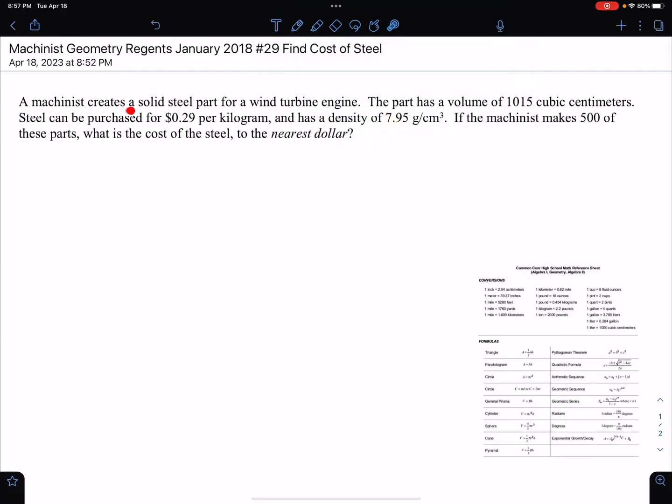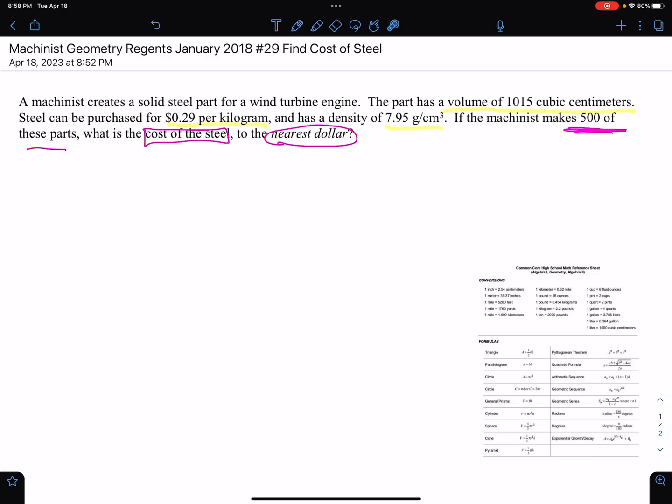A machinist creates a solid steel part for a wind turbine engine. The part has a volume of 1,015 cubic centimeters. Steel can be purchased for 29 cents per kilogram and has a density of 7.95 grams per cubic centimeter. If the machinist makes 500 of these parts, what is the cost of the steel to the nearest dollar?